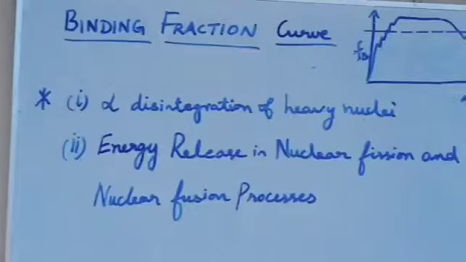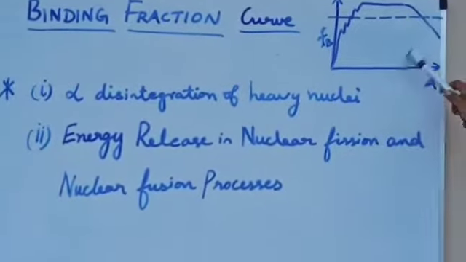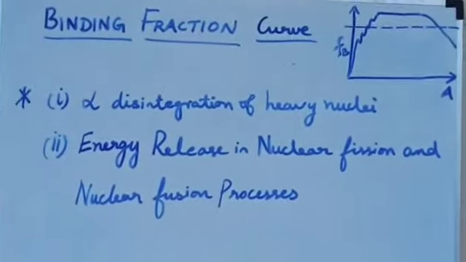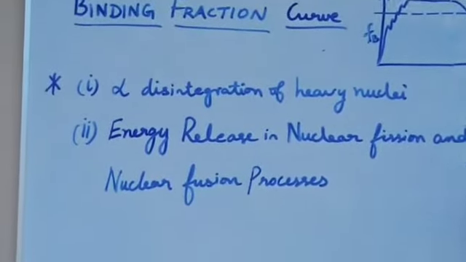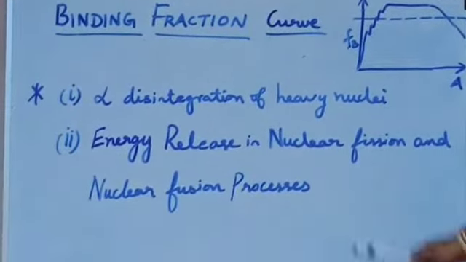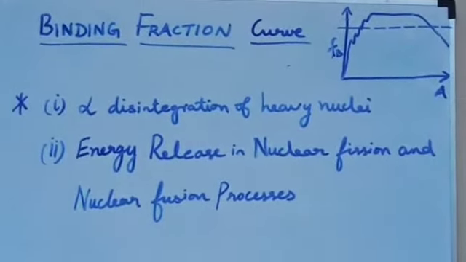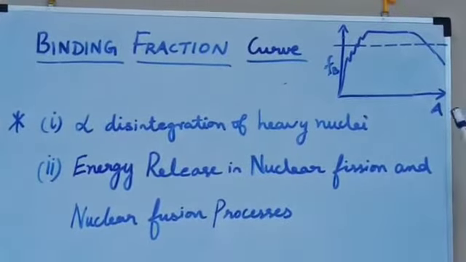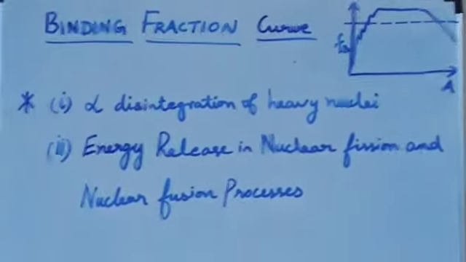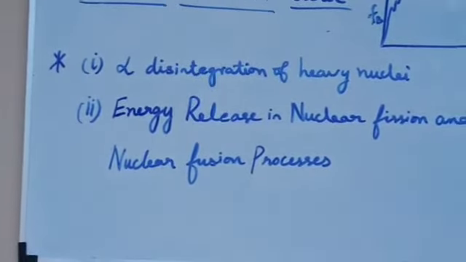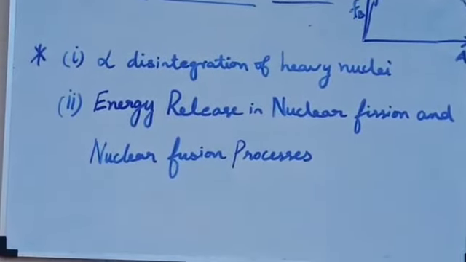With the help of the binding fraction curve, we can explain the alpha disintegration of heavy nuclei as well as the energy release in nuclear fission and nuclear fusion processes. You already know that the energy release in nuclear fission and nuclear fusion is very high, because all the radioactive elements come under the category of mass number greater than 180. So we can understand nuclear stability using the binding fraction curve.